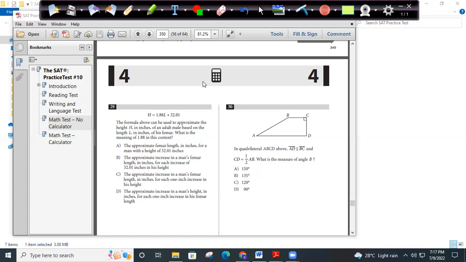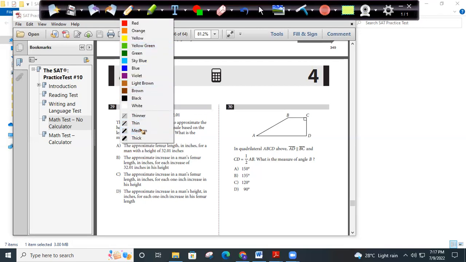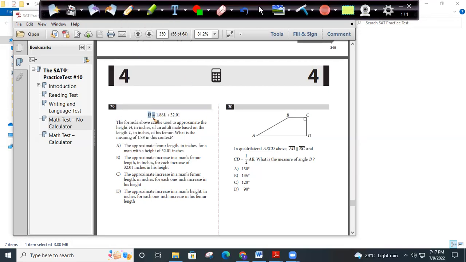Yeah. Perfect. So students have given me the answer. Now let me check what the answer should be according to me. h is equal to 1.88 L plus something. It is a linear equation because y is equal to mx plus b, where this stands for m, this stands for x, and this stands for b.